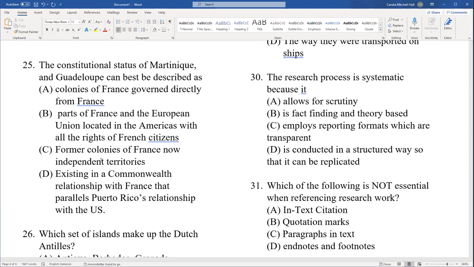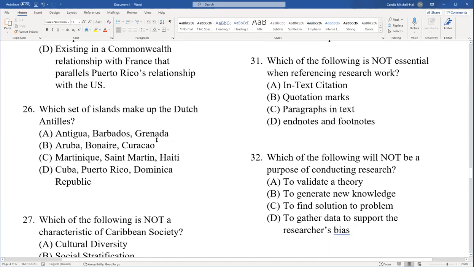Is it B? B as in boy? Yes, sir, I agree. Yes, the answer is B as in boy. A is correct, but the best one is that it is part of France. Assimilation, it is part of France. And because France is part of the European Union, that's the reason why Martinique and Guadeloupe are considered to also be part of the European Union. Thank you very much, Palmer.